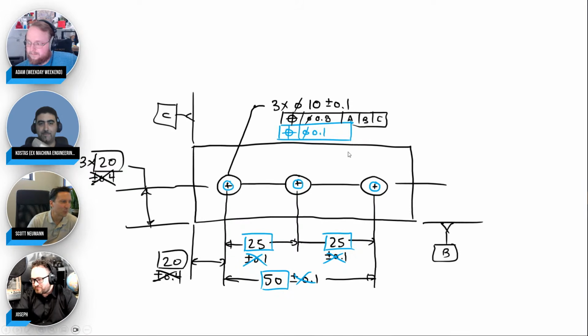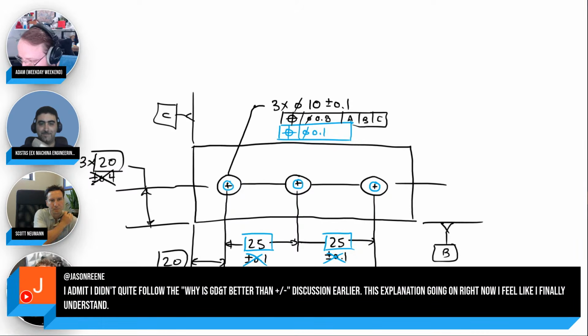So it's like, yeah, this is what we've evolved from, right? We're getting rid of the plus and minus because it doesn't make a lot of sense, and moving towards a more explicit tolerancing system that's on the holes, on the features. Way better. Jason Reen says, I admit I didn't quite follow the why is GD&T better than plus minus discussion earlier.